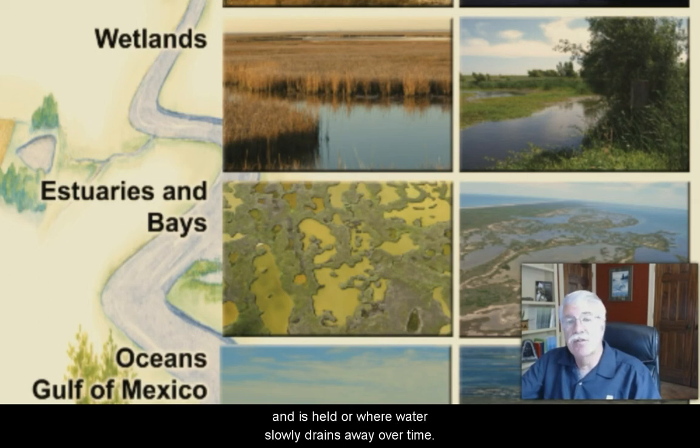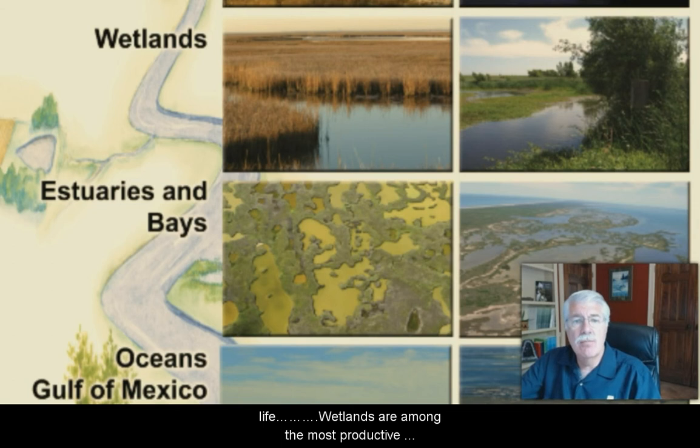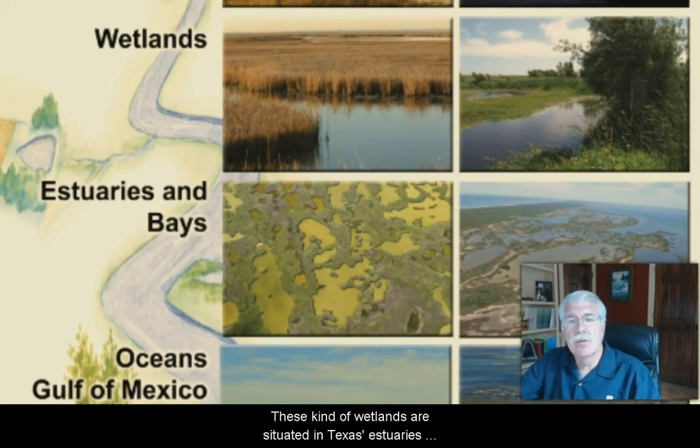Wetlands can be big, they can be small, they can be full of tiny floating plants, they can be occupied with massive trees. They're found from mountaintop to the estuary. Near the Gulf, they help form coastal shorelines. They form our marshes, our stream banks, there are swamps. Life in particular gathers around wetlands, and wetlands give life. These are among the most productive ecosystems in the world. Texas has many large and ecologically important wetlands.